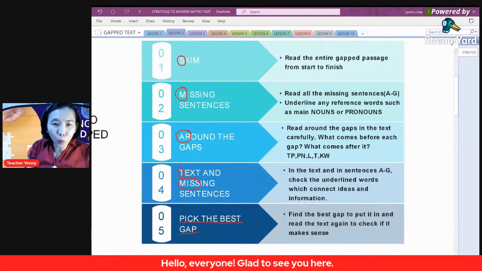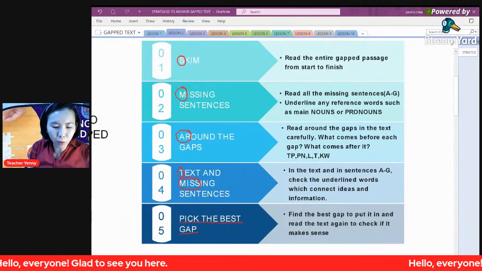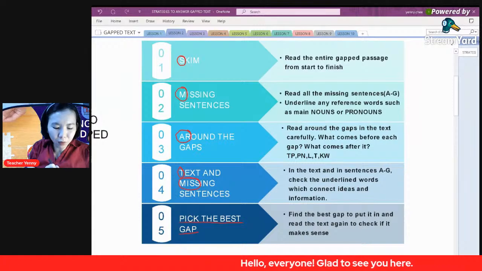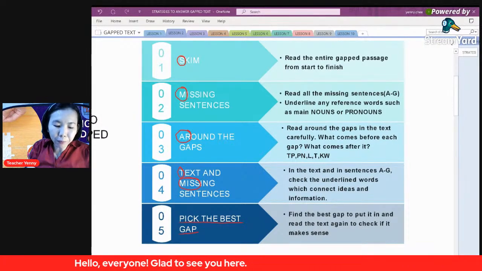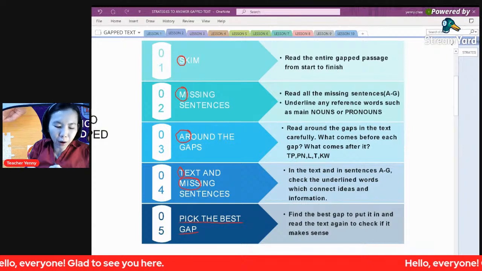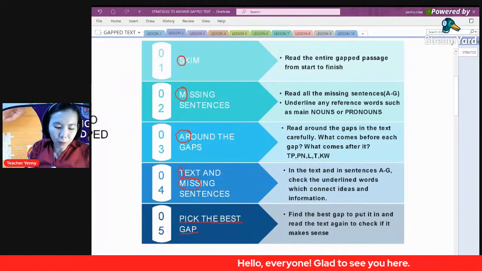So I actually try to come up with the mnemonics. So it would be SMART, miss, pick the best, get. So you remember SMAR for these around the gaps, and then T and miss. So SMART, miss, pick the best, get.